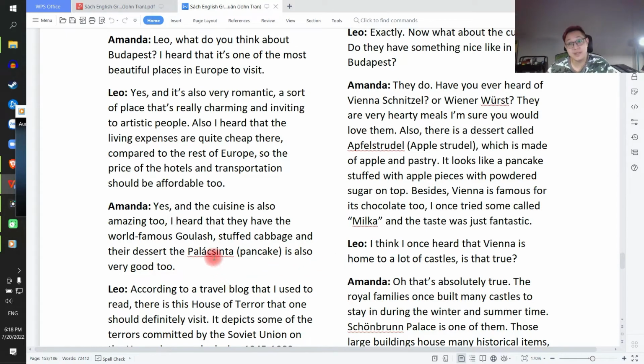Palacsinta. Of course, I speak Hungarian, so I do know how this word is pronounced.